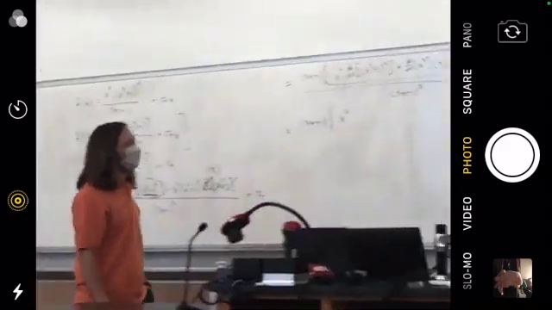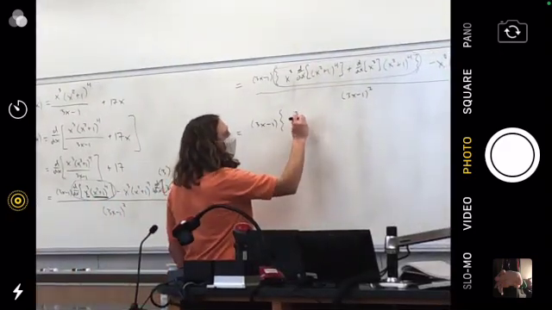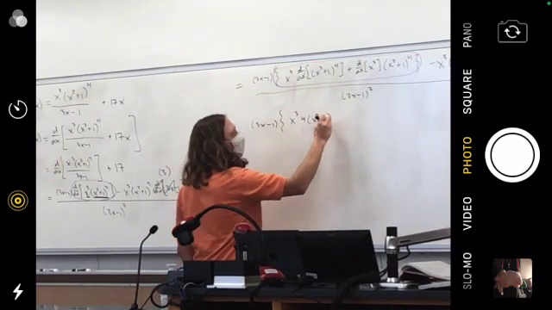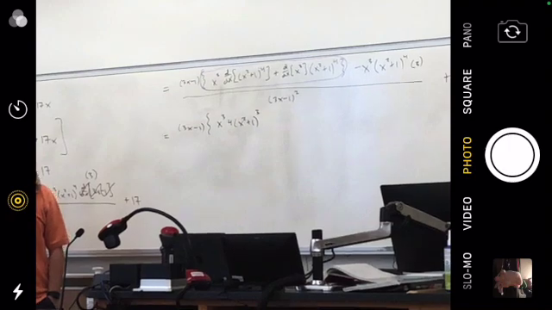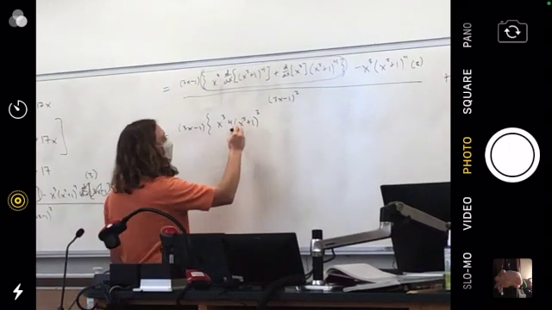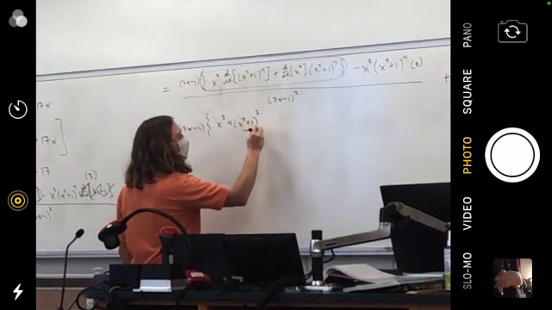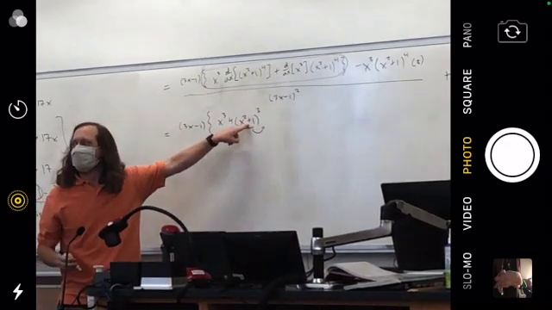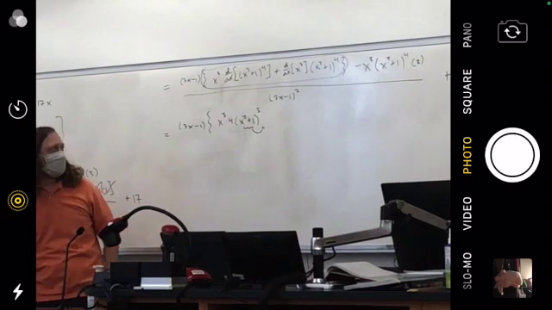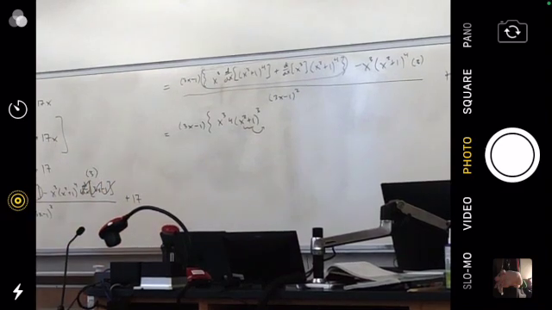So chain rule says, bring down the 4, subtract 1. So I basically do a power rule. But then, because of this term, I need to multiply by the derivative of the inside. What is the derivative of x squared plus 1? 2x.